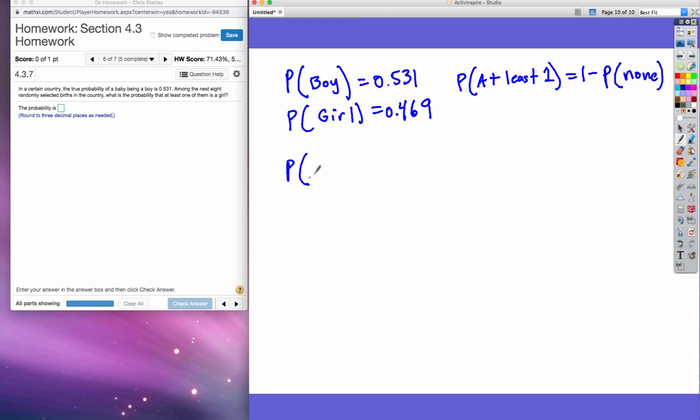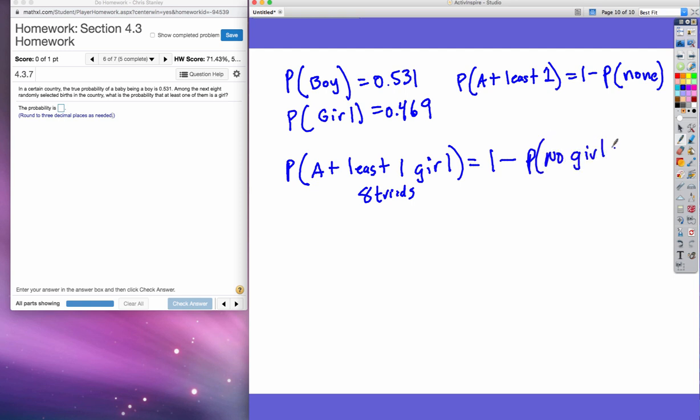Now they're saying, what's the probability of getting at least one girl among the next 8? Yikes. 8 tries. This would be 1 minus the probability of getting no girls. So this is 1 minus, it would be this to the 8th power. You could actually do this as a binomial too. We learned binomial in chapter 5.2, but it's a little tricky.